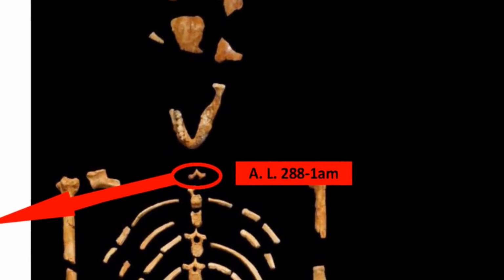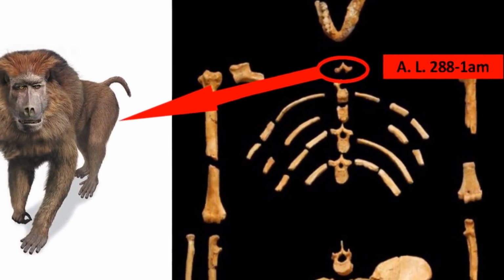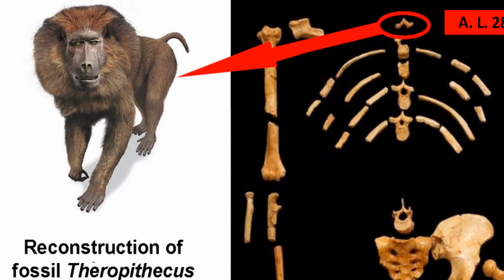Next, we have this vertebrae that was believed to be part of Lucy for over 40 years. Recently, scientists learned that it was actually from an extinct relative of the baboon. Yes, I see you're talking about the Theropithecus.